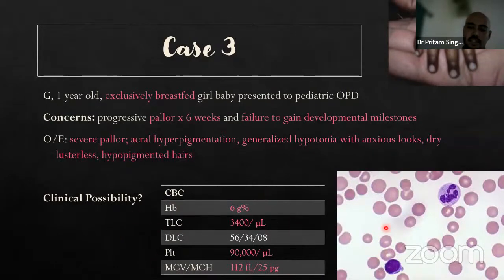So we have done a CBC with hemogram. There is severe anemia. There is leukopenia. There is thrombocytopenia up to a moderate extent, and you can see there is a remarkable degree of macrocytosis. In the peripheral smear, you can see there is red cell macrocytosis, and what is remarkable is hypersegmentation of the polymorphs. So that is very characteristic of megaloblastic anemia.